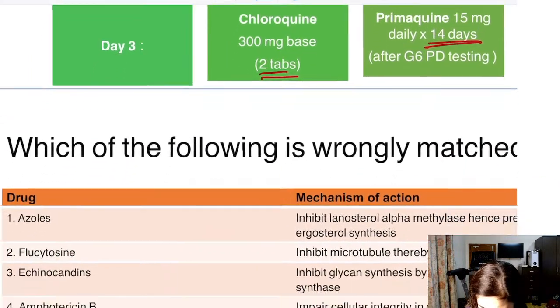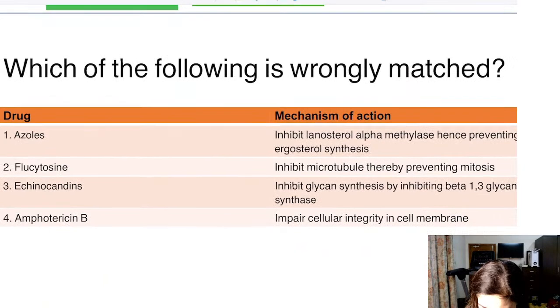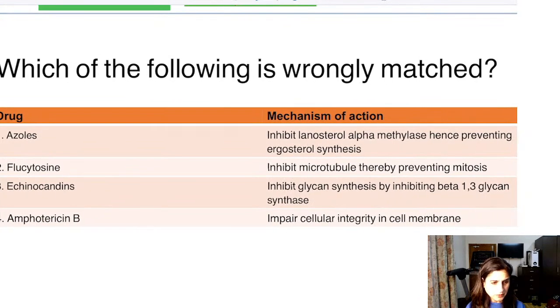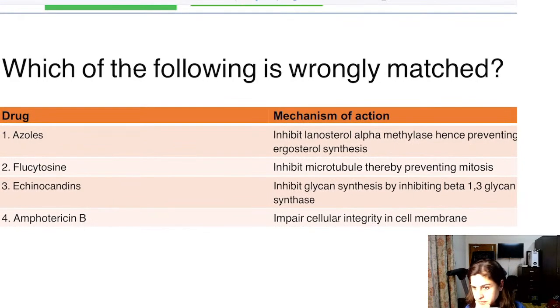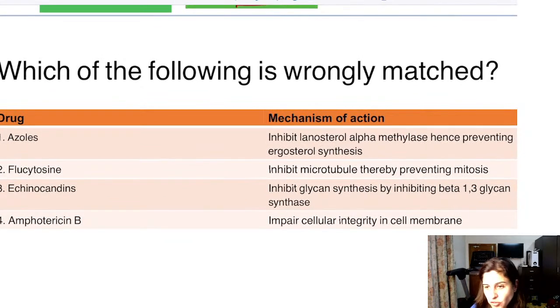So coming to the last topic here, we have this question now. Which of the following is wrongly matched? Which of the following is wrongly matched? Yes. Which of the following is wrongly matched? It is your flucytosine.